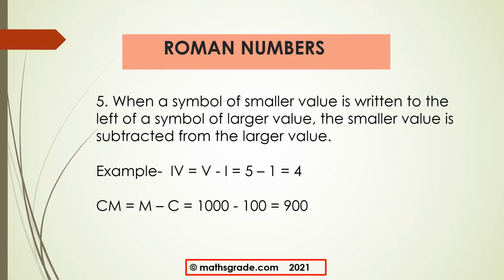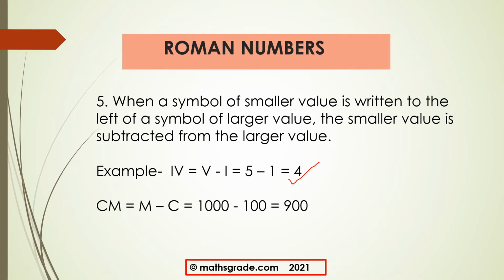When a symbol of smaller value is written to the left side of the symbol of larger value, then the smaller value is subtracted from the larger value. Here in IV, V is the larger value. The larger value is written to the right side of the smaller value, and the smaller value is written to the left side of the larger value. Then V minus I, 5 minus 1 is 4. So IV is 4.